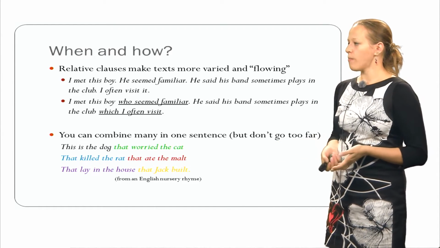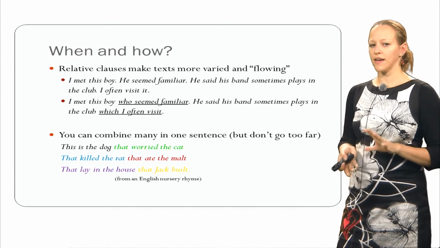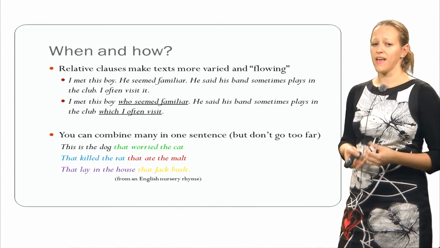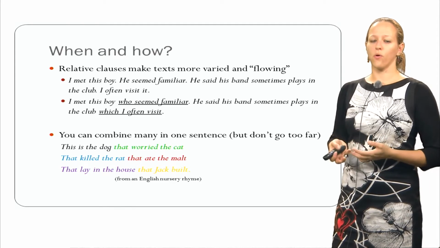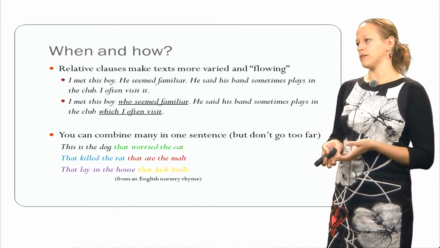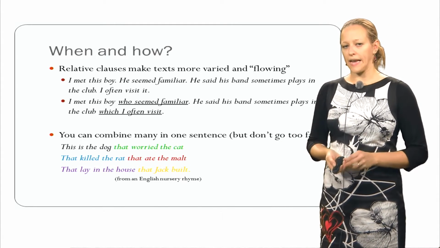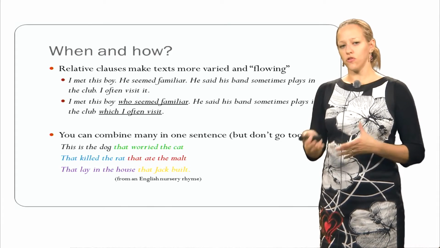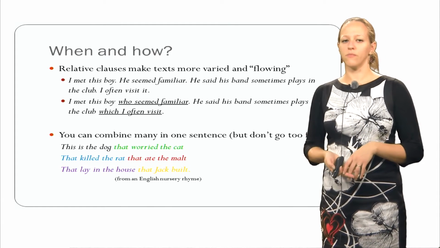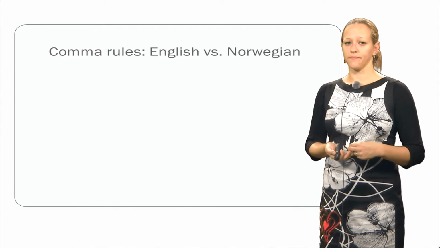This is from a nursery rhyme, and the full text, I think, has 9 or 10 lines, and it's very, very complex. This is the dog that worried the cat, that killed the rat, that ate the malt, that lay in the house that Jack built. It's long, it's confusing. By the end, I don't remember what was at the beginning. So don't go overboard, don't use too many, but try to use some relative clauses when you write. They make your text more interesting.